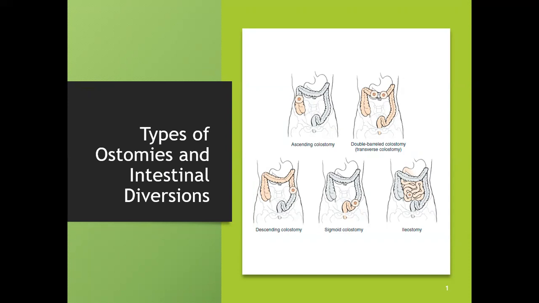If you look here, you've got an ascending colostomy on the upper right quadrant there, a double-barreled colostomy or a transverse colostomy with 2 there in the central stomach, a descending colostomy, lower left, sigmoid, extra low left, and then an ileostomy is going to be, we don't want it to be on the umbilicus or really close to the umbilicus, but we do want it to be somewhere where the patient can reach and provide their own care for.